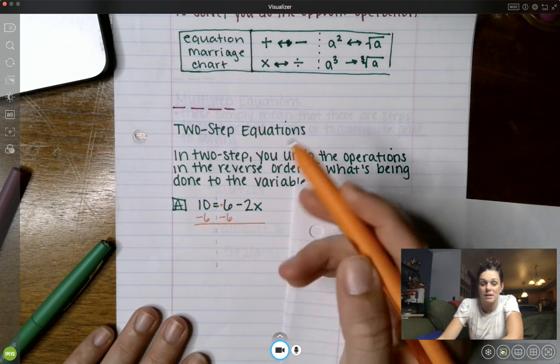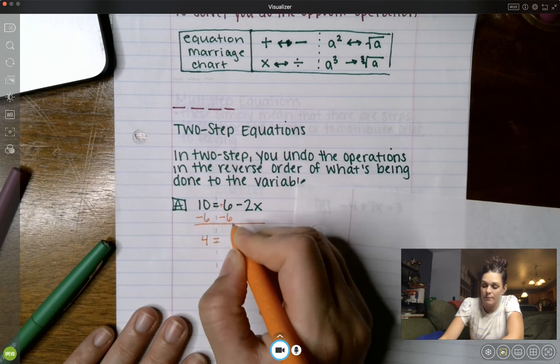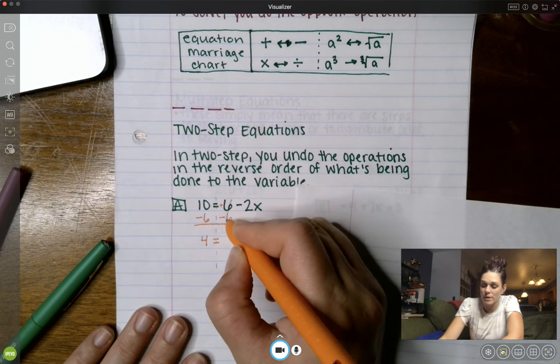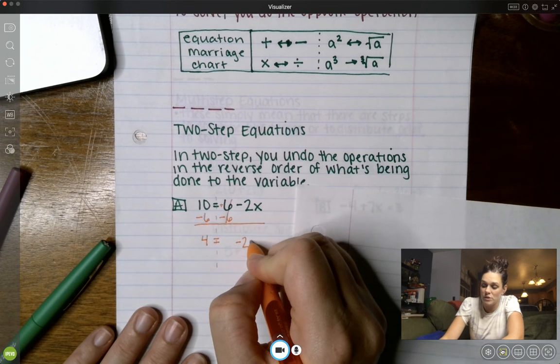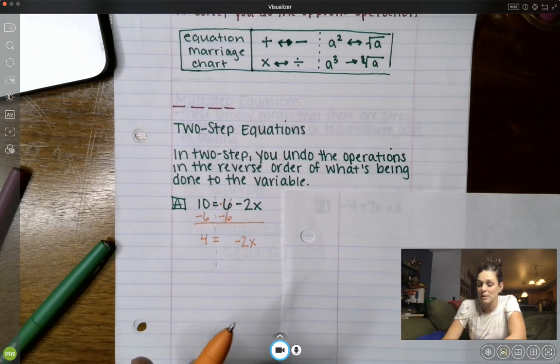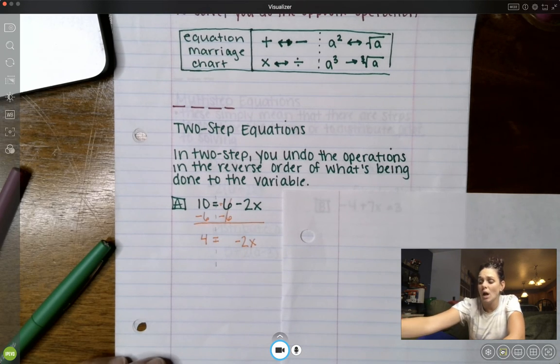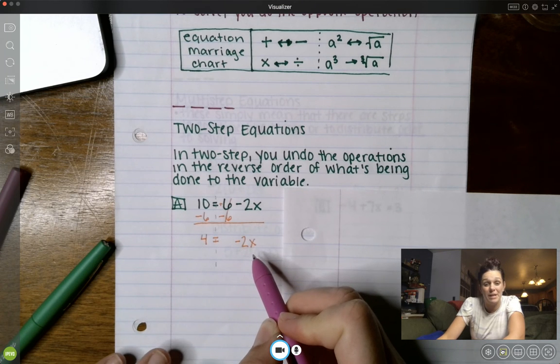10 minus 6, well, that's 4. I bring down my equal sign. 6 minus 6, well, those cancel. That's my favorite thing to do, is cross things out. And I'm going to bring down the -2. The most common mistake is that we don't bring the negative down, so please keep that in mind. All right, so now we have to separate this. Please remember, when they are touching, that means to multiply.